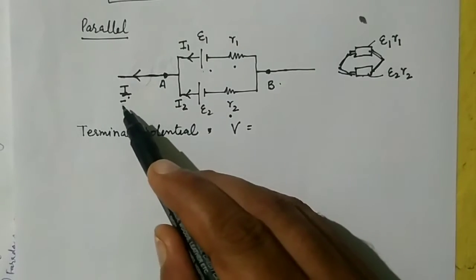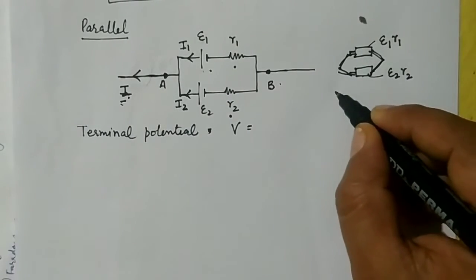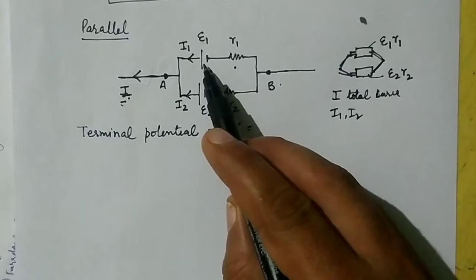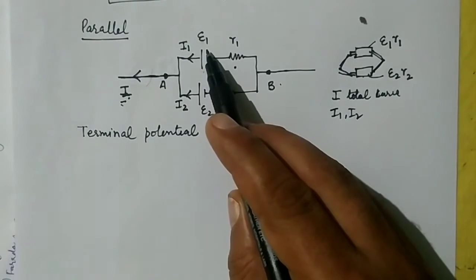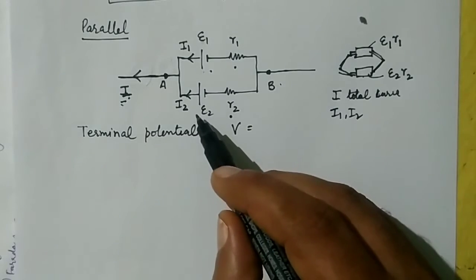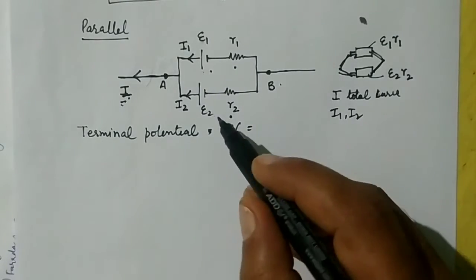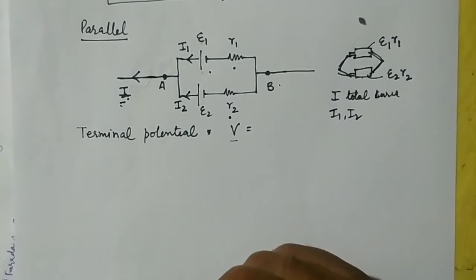Now let I be the total current, let I1 be the current drawn out by the first cell, that is E1, and I2 is the current which is drawn by cell E2. Now let us calculate the terminal potential.